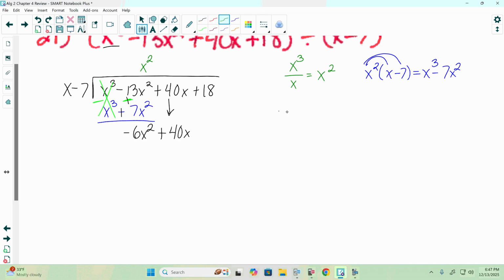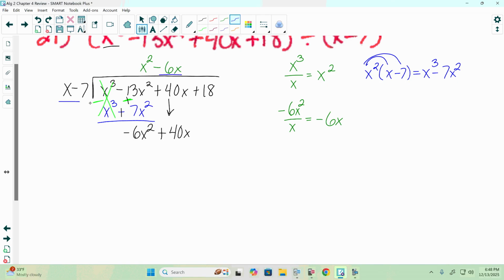Biggest term inside this time is negative 6x squared. Biggest term outside is still just x. So negative 6x squared divided by x. Our x squared over x would simplify to just x, and we still have the negative 6. That tells us our next term is negative 6x.